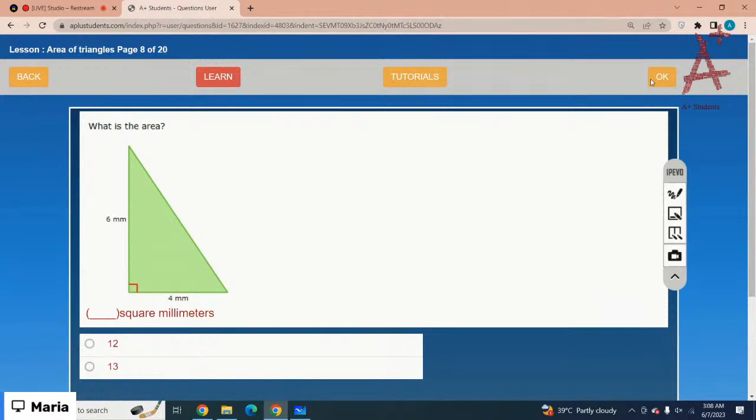So you have to do 6 times 4, that is 24. 24 divided by 2 is 12. So it would be 12.